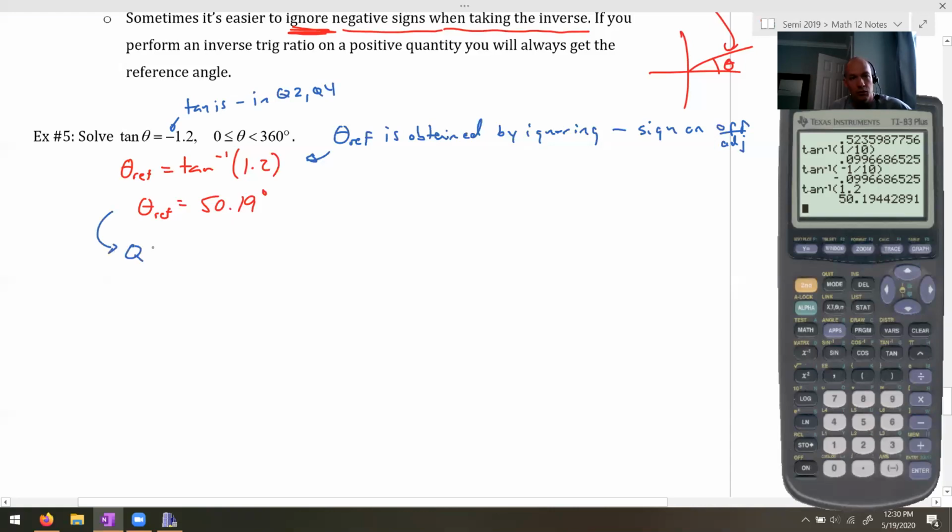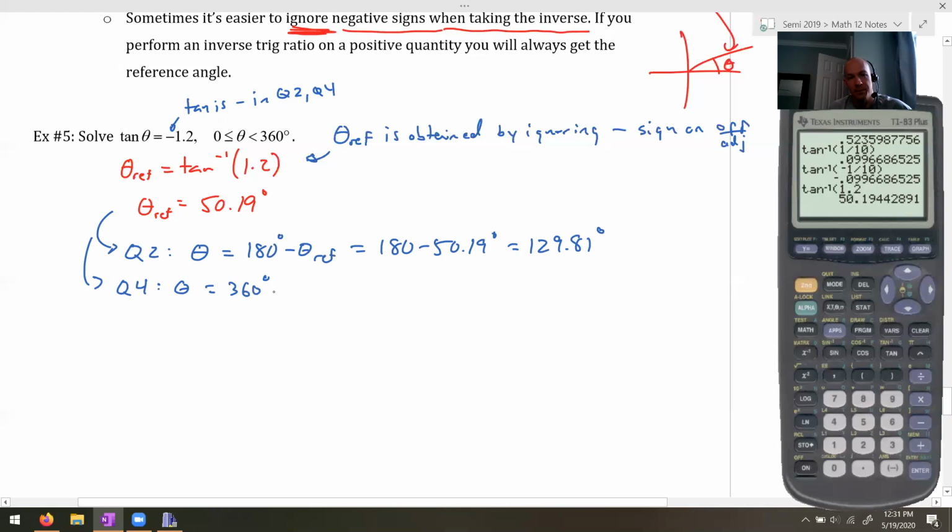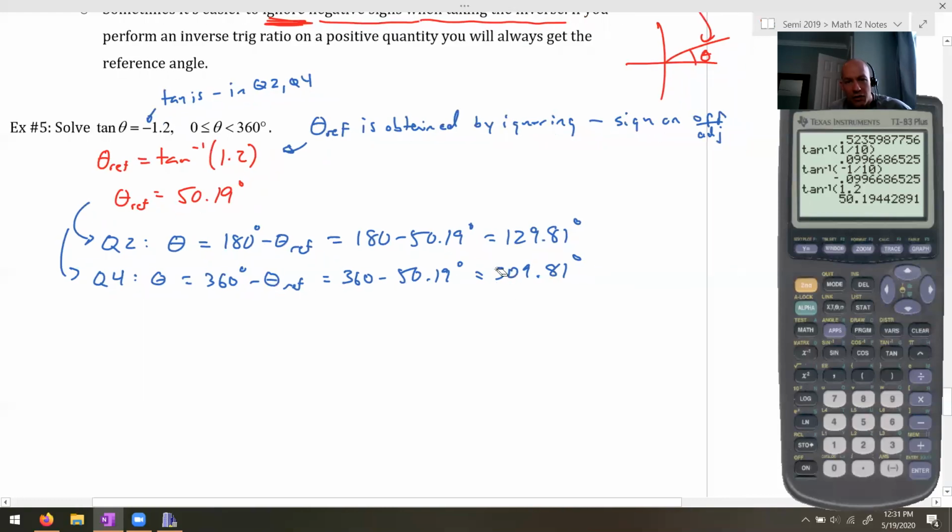So in quadrant 2, my actual angle equals 180 minus the reference angle. So that's equal to 180 minus 50.19, and that gives me 129.81 degrees. And in quadrant 4, theta is equal to 360 degrees minus the reference angle, which is 360 minus 50.19, which will be 309.81.